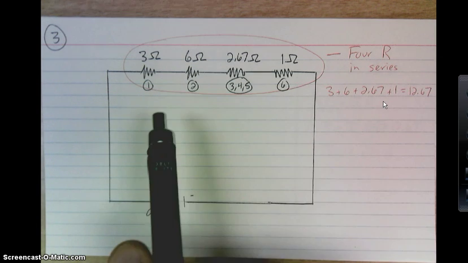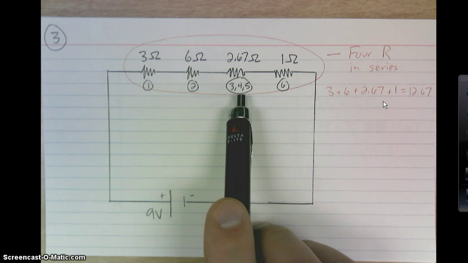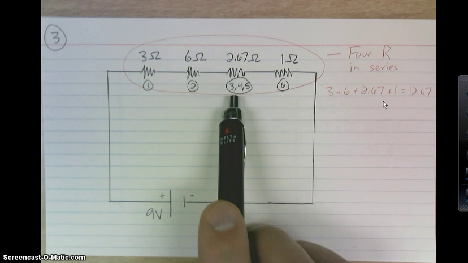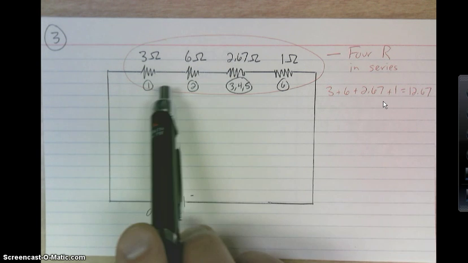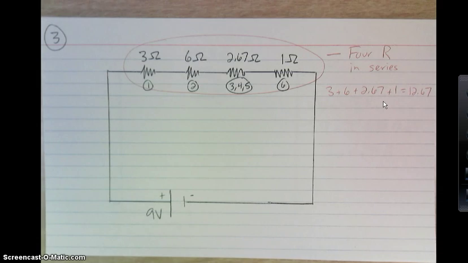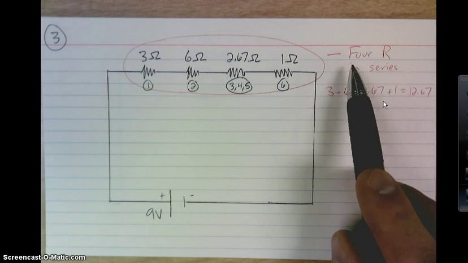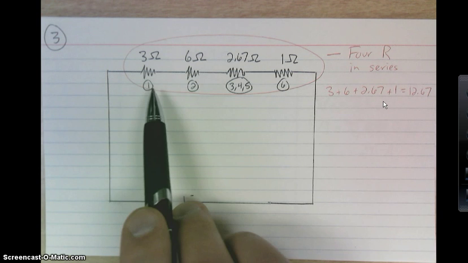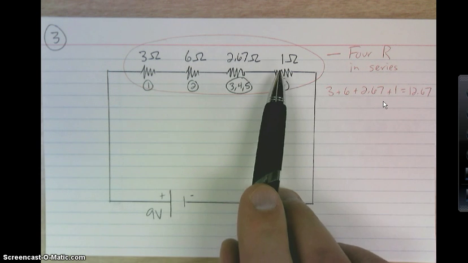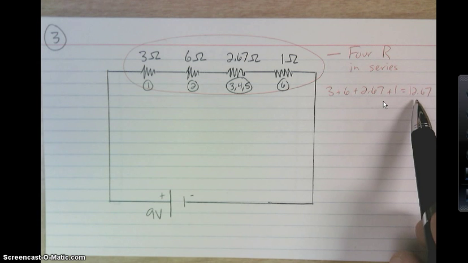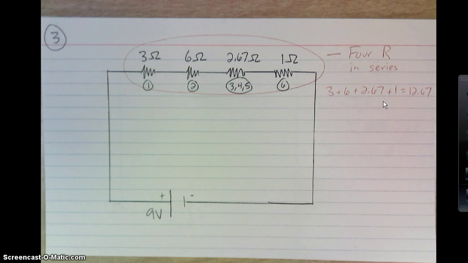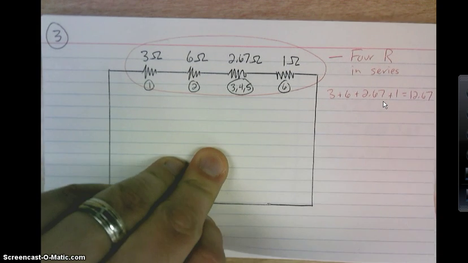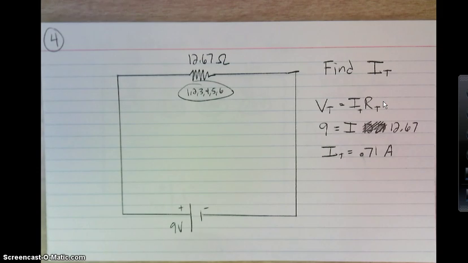Okay, so now that we've got resistors 3, 4, and 5 all reduced into one resistor, I've just got 4 resistors all in series, yes? Okay. So 4 resistors in series just becomes adding them all up. So we've got a 3, a 6, a 2.67, and a 1, which means we end up with a total of 12.67 ohms as our total resistance, which means if I drew a new picture, bam, look at that.